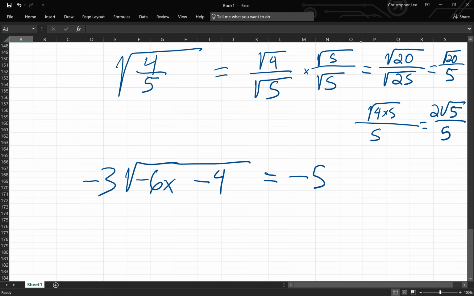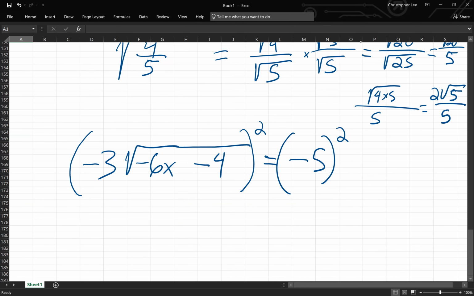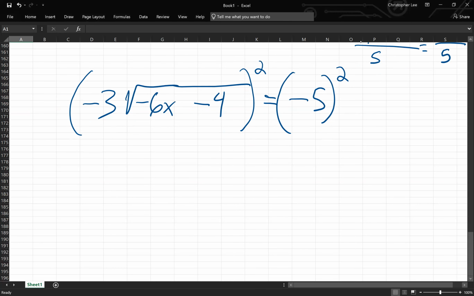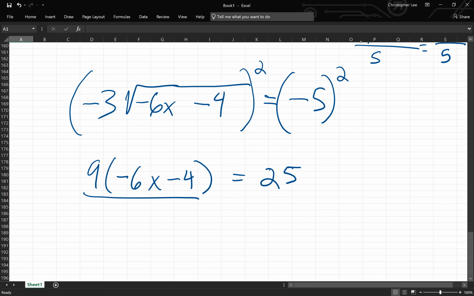That's it. All right. So what I would do here, the radical is my issue, right? So I would just square this. What I do to one side, I gotta do to the other, just like that, right? So what does that become? That becomes 9 times the inside, negative 6x minus 4, is equal to 25. Just like that, right? And then just solve for x. So I'm gonna divide by 9 over here. What I do to one side, do to the other.